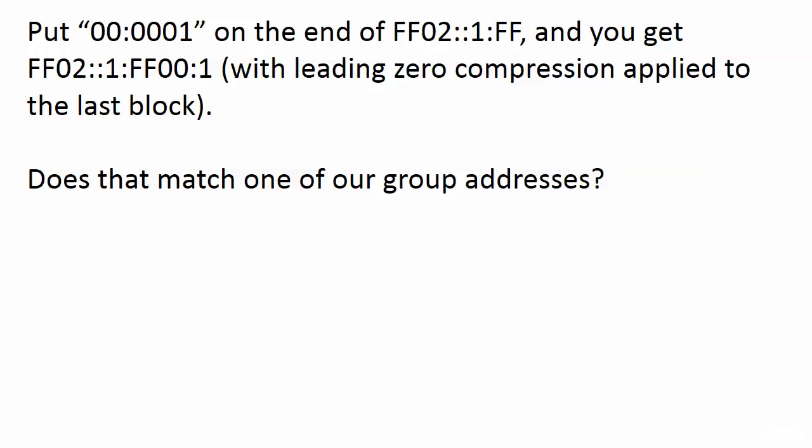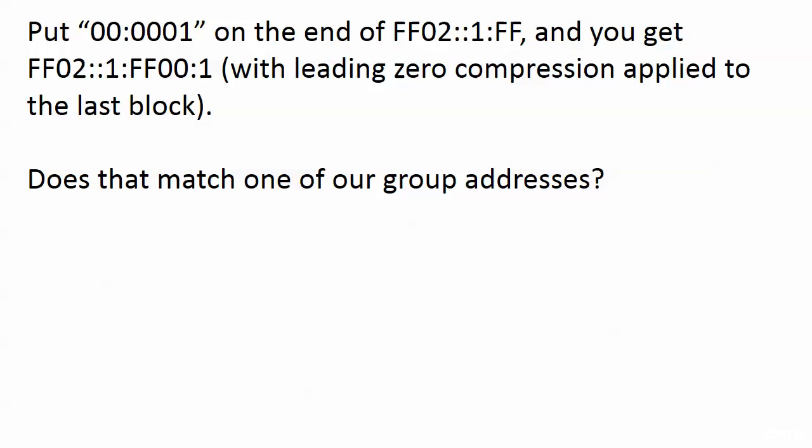So if you just put 00:0001 on the end of that prefix, you get FF02::1:FF00:1. And that's leading zero compression, of course, applied to the last block. And you want to go ahead and do that because when you check your work on the router, the router has already done the compression.